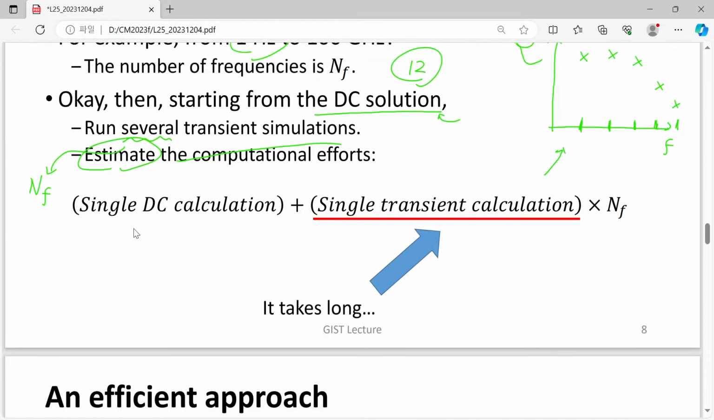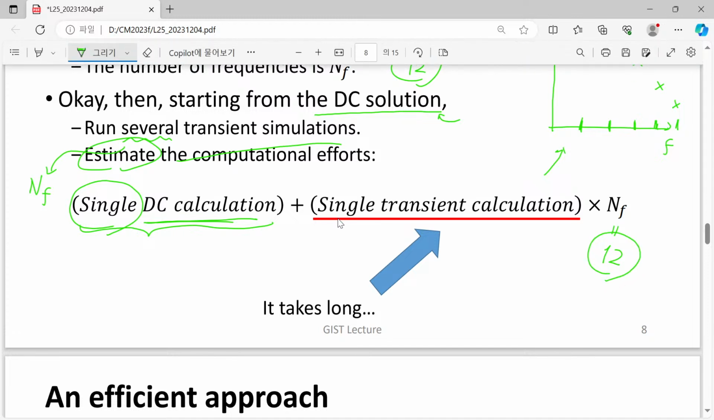So if we have to estimate the computational effort for drawing this single graph, we can say so. First, we must perform only one single DC calculation. Maybe it is not that much. After that, if we have to calculate 12 times, then we must perform 12 single transient calculations.